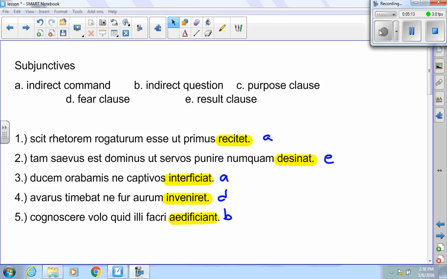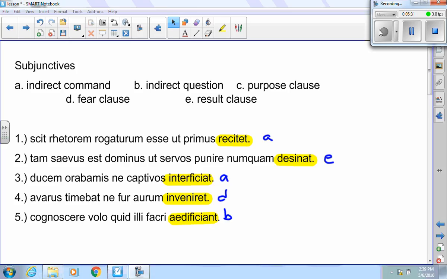Next we have tam. Tam is a so word, going to be result clause. Number three, I have ne and orabamus, so he begs him not to do something. That's an indirect command. Number four, I have a ne again. I look at timebat. That's a fear. Because it is a fear verb, I know this is a fear clause.